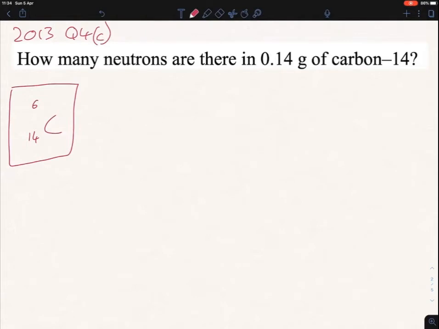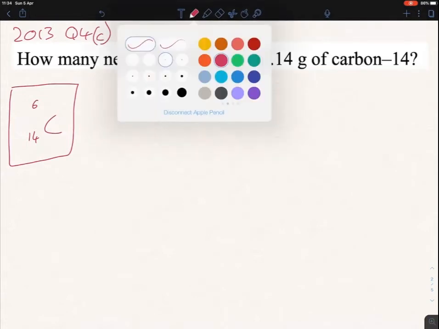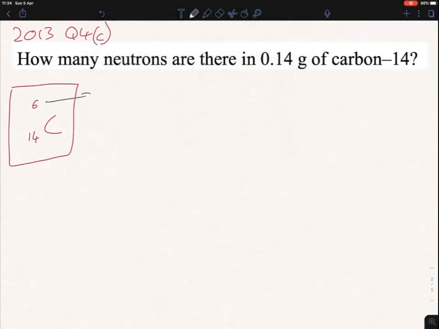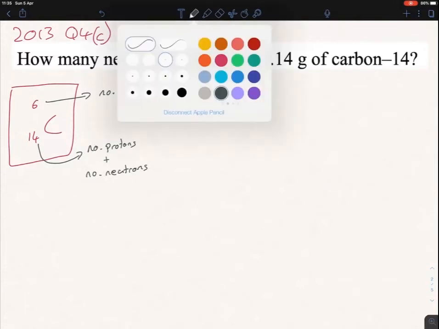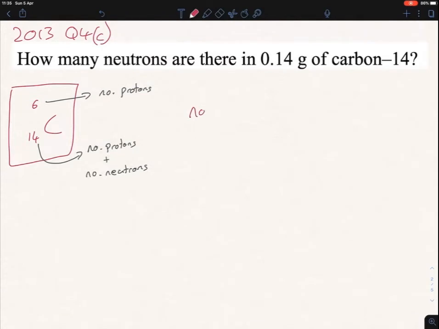And 6 equals the atomic number, which is the number of protons. And the 14 equals the mass number, which is the number of protons plus the number of neutrons. So that's grand. If we want to figure out the number of neutrons, we use our normal formula: the number of neutrons equals the mass number minus the number of protons.